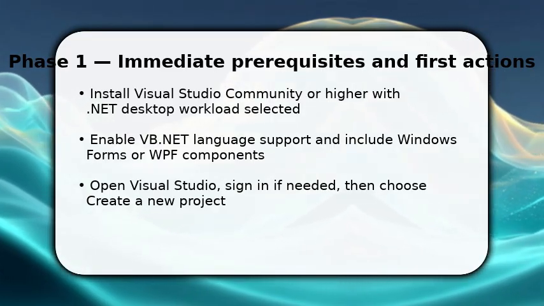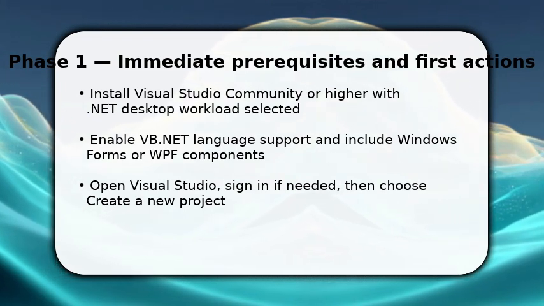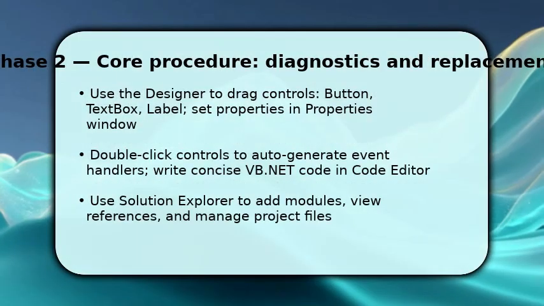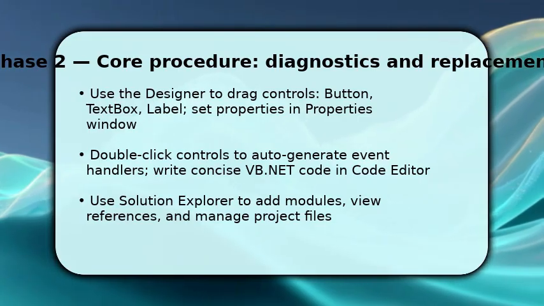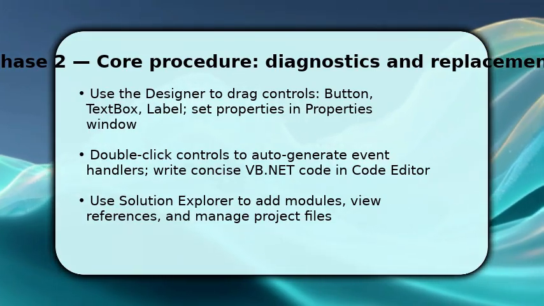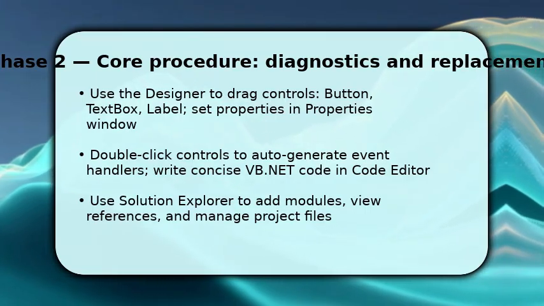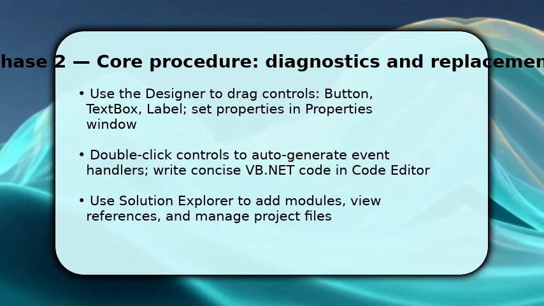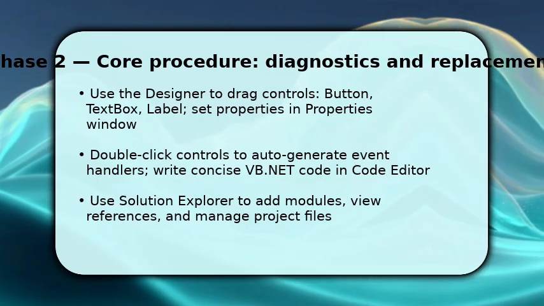This gets you into the IDE quickly, so you can see Solution Explorer, Designer, and Properties, essential panels you will use immediately. Once the project loads, design your UI by dragging controls onto the form and configuring properties in the Properties pane. This shapes behavior and accessibility. Then double-click a control to generate its click event handler and write VB.NET logic. Keep methods small and name controls logically for readability.